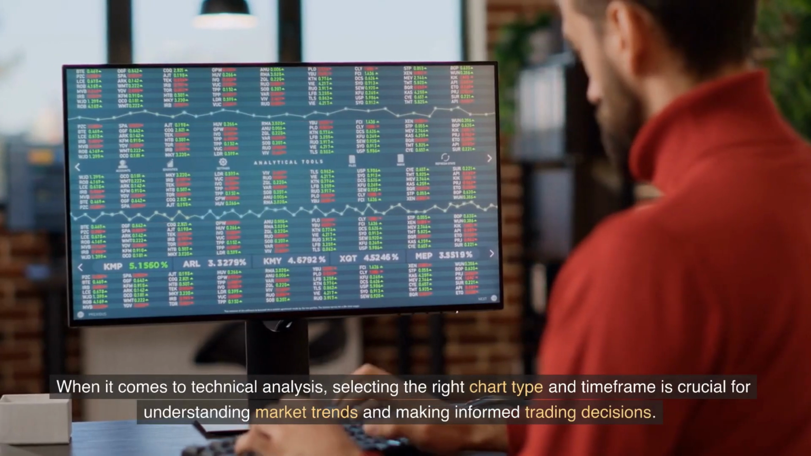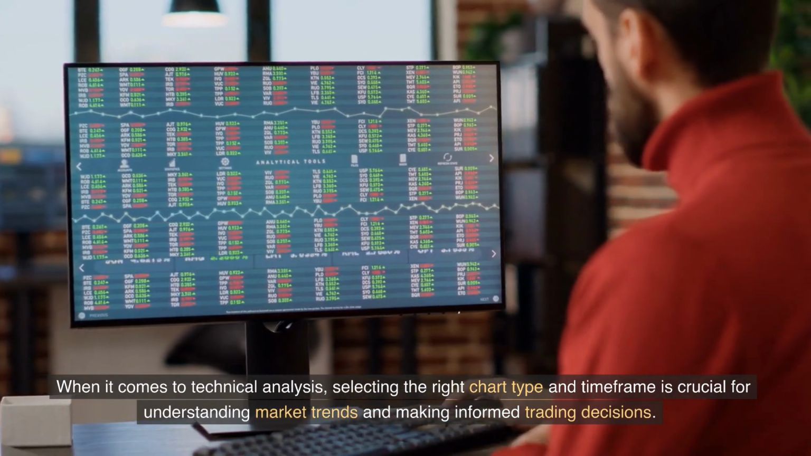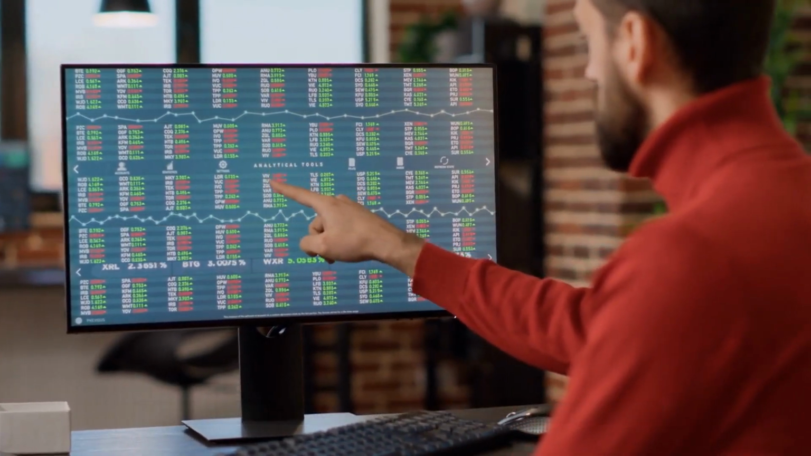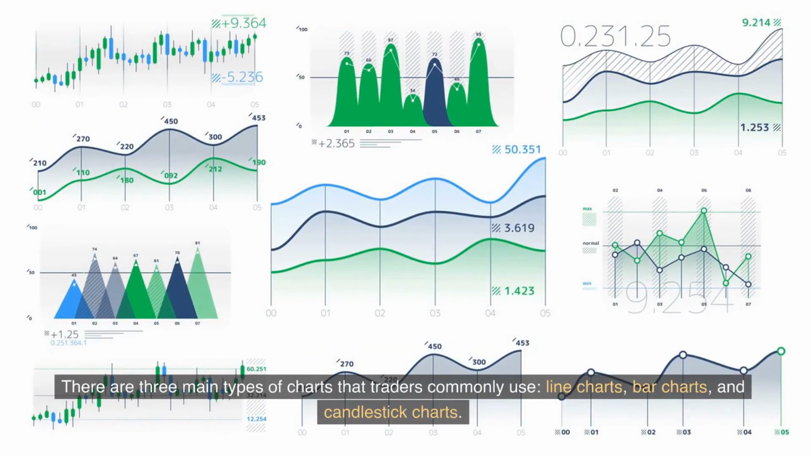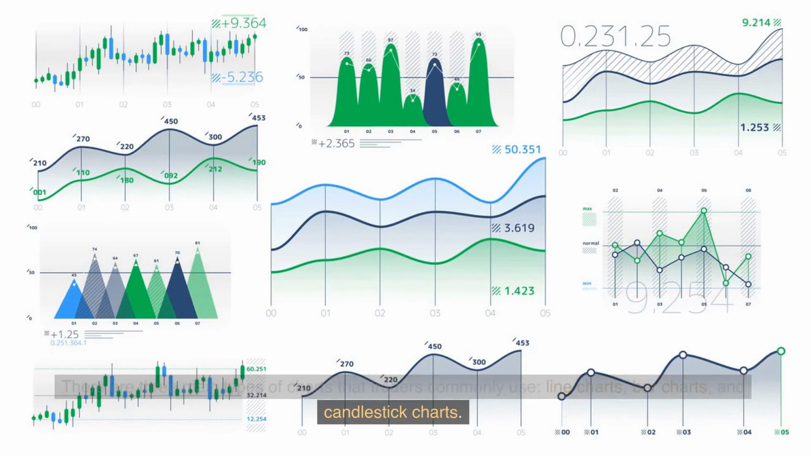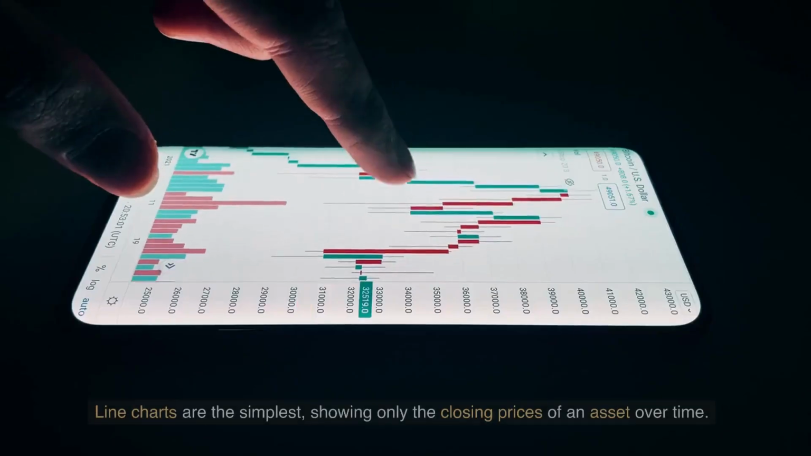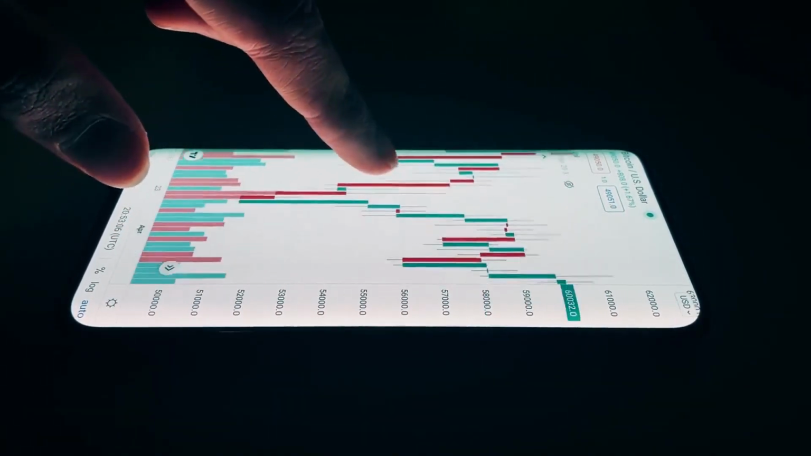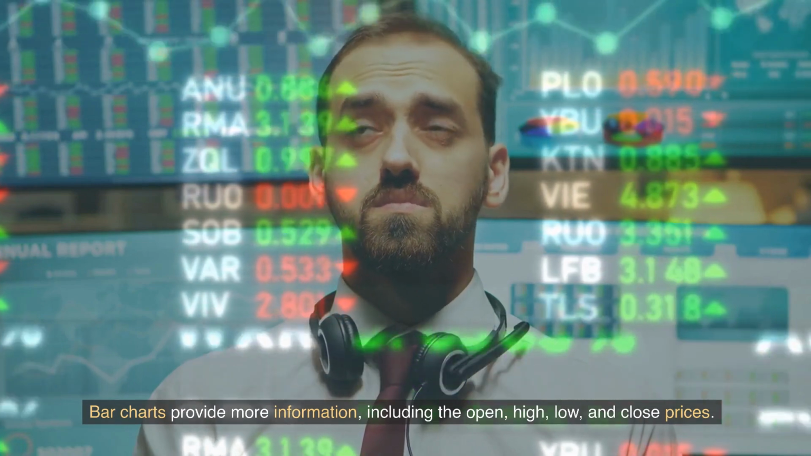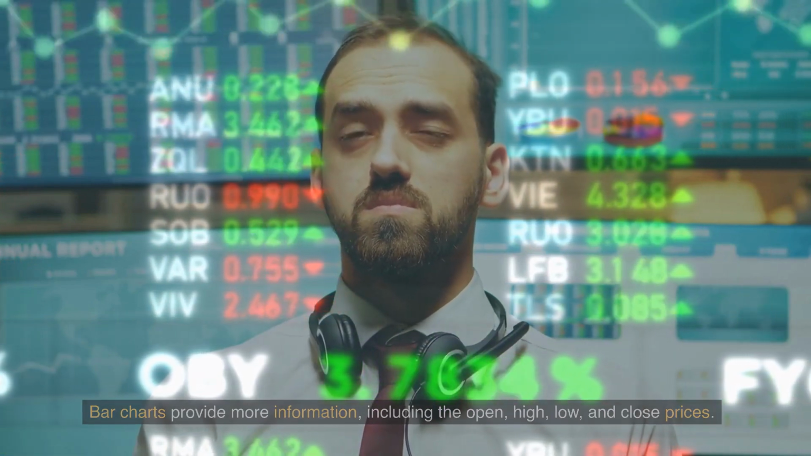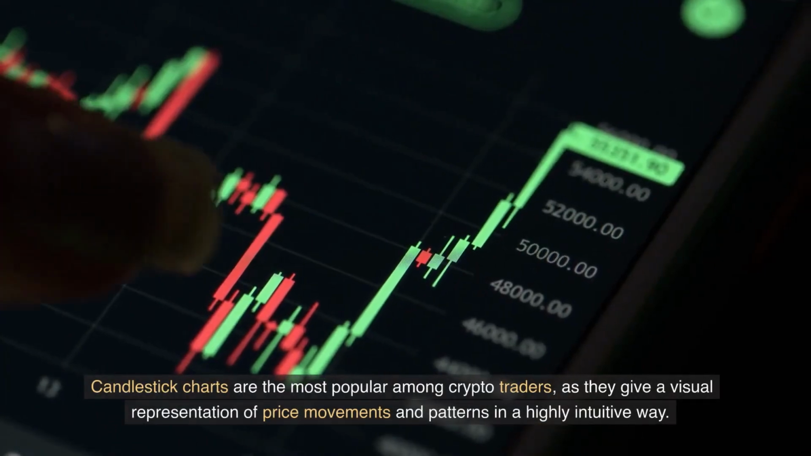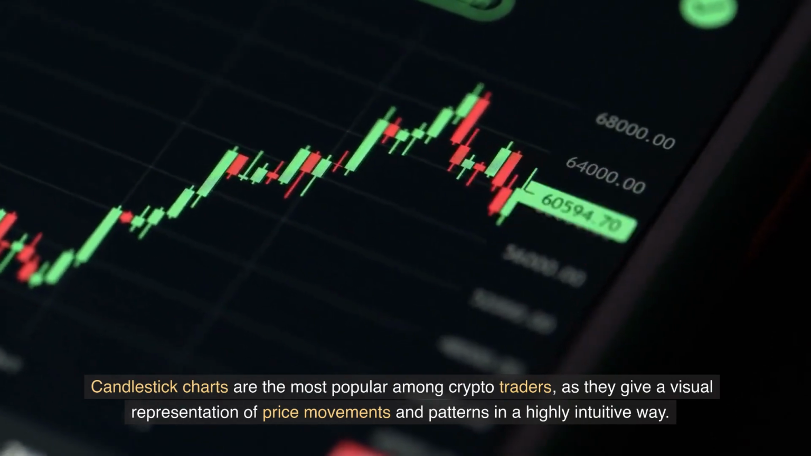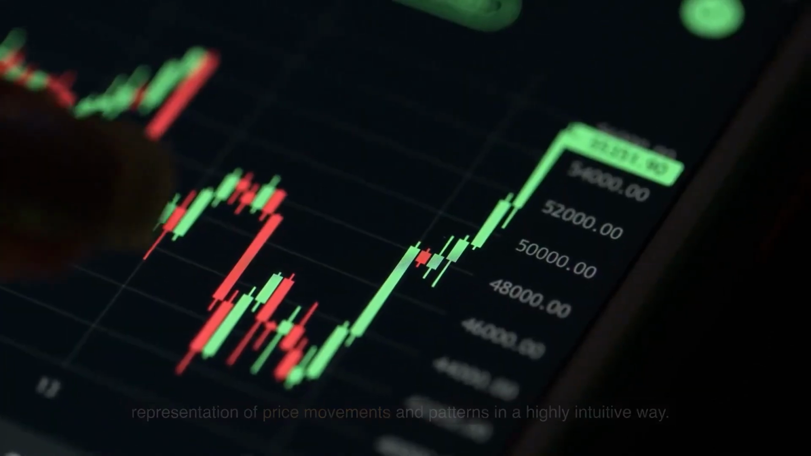When it comes to technical analysis, selecting the right chart type and time frame is crucial for understanding market trends and making informed trading decisions. There are three main types of charts that traders commonly use: line charts, bar charts, and candlestick charts. Line charts are the simplest, showing only the closing prices of an asset over time. Bar charts provide more information, including the open, high, low, and close prices. Candlestick charts are the most popular among crypto traders, as they give a visual representation of price movements and patterns in a highly intuitive way.